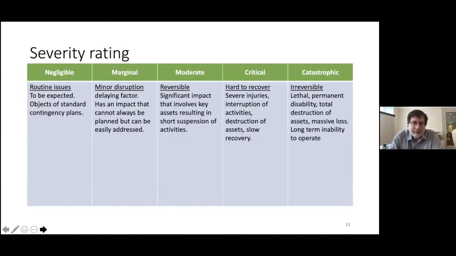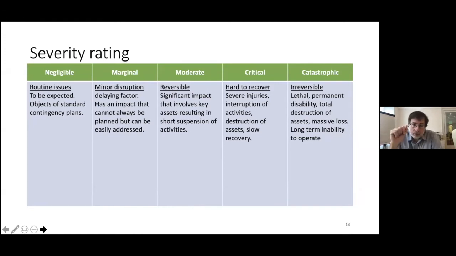Severity rating is different. As we said with the helmet, there are risks that are catastrophic. That's what you have on the right-hand side. Catastrophic means it's irreversible. The damage caused is permanent disability, it's lethal, it's total destruction of assets, massive loss. Basically, it's terminal. When you have this risk happening, it is a severe situation that is very hard to come back from.